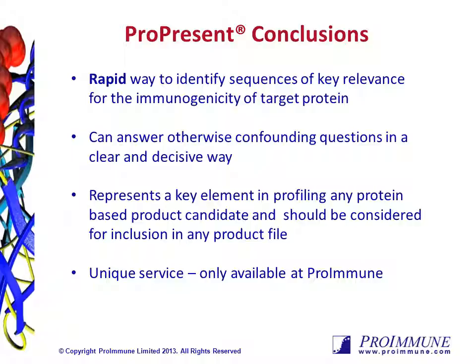To conclude, by now I hope that I've convinced you that ProPresent is a great and fast way to find sequences of key relevance for the immunogenicity of a target protein, protein mixture or pathogen. The ProPresent technique can also answer questions that other assays simply cannot address in a clear and decisive manner. We think that it represents a key element in profiling any protein product candidate or therapeutic strategy that may affect T-cell responses as part of the development process. Typically, we turn around projects in only 3 to 4 weeks from the time we have received customer samples. And this unique service is only available from ProImmune.